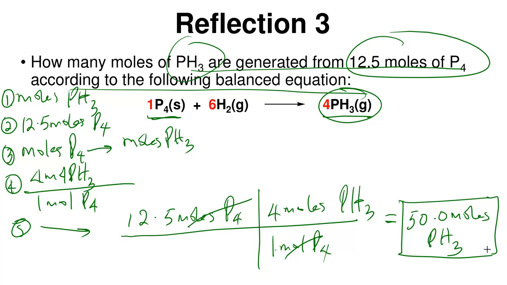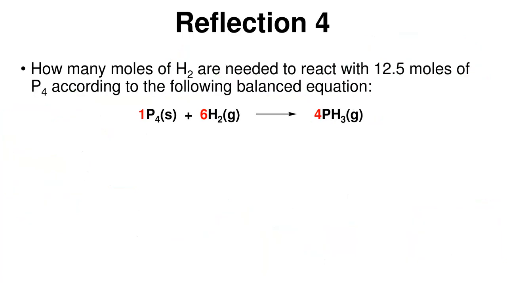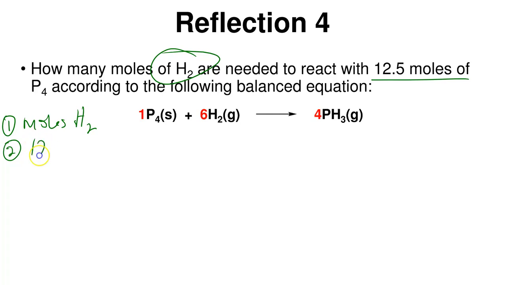All right, again, I try to provide just enough examples so that as you go through, you can pause the video and actually practice the problem yourself even before you see my solution. In the next question, it's exactly the same thing, still mole to mole. It says, how many moles of hydrogen are needed to react 12.5 moles of P4? In the first step, we're looking for moles of hydrogen. That's what we're looking for. Second, what were we given? We're given 12.5 moles of P4.